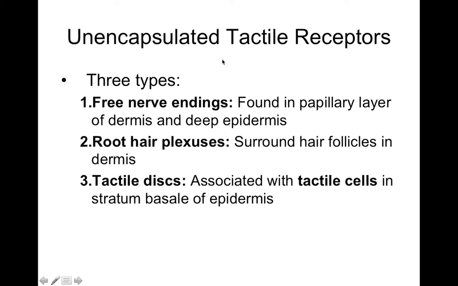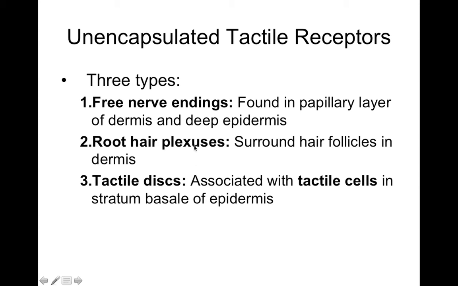Now, for the unencapsulated varieties, we have free nerve endings, root hair plexus, and tactile discs. Now, the free nerve endings are found mostly in the papillary layer of dermis and some deeper tissues. And these free nerve endings are necessary to sense things like pain and temperature. So we have special receptors on these free nerve endings that can be sensitive to temperature stimuli, so thermoreceptors, or even pain, which would be nociceptors.